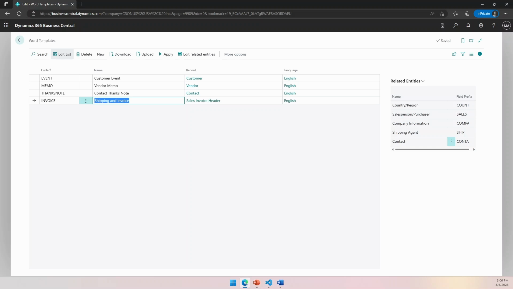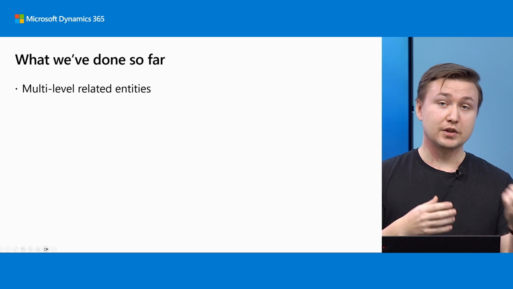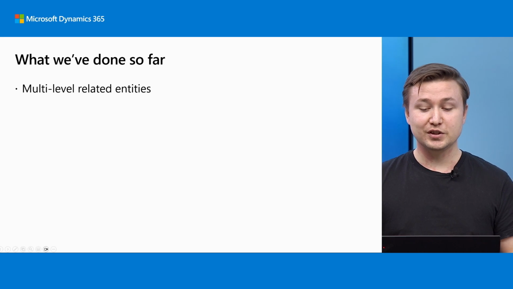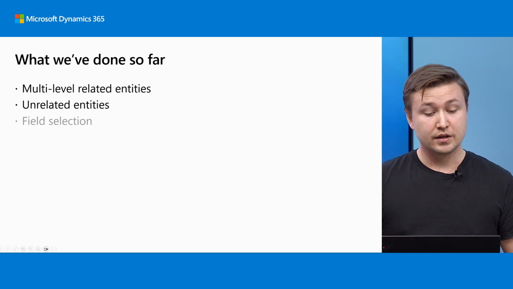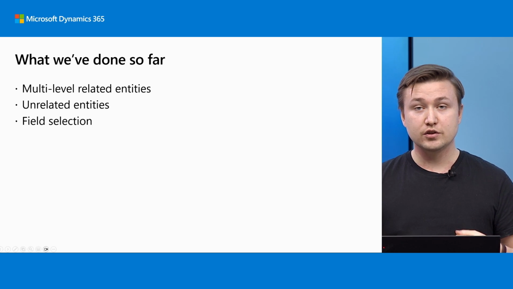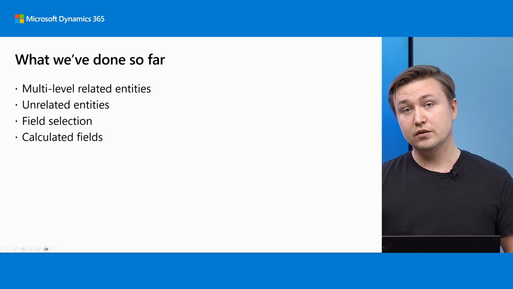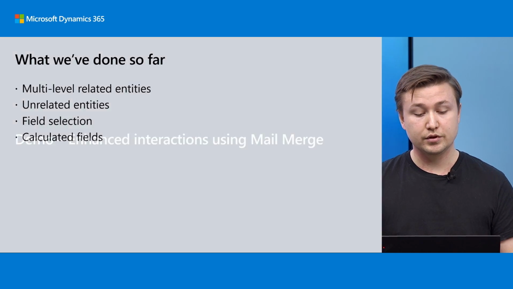So before we go ahead and apply it, let's talk about what we've done so far. We used multi-level related entities by adding the salesperson from the contact that we got from the sales invoice header. We used unrelated entities by adding the company information. We used field selection to limit the number of fields in our template to make it more manageable to work with. And then we used calculated fields in the form of a salutation. So let's go in and apply this Word template and see how it works.